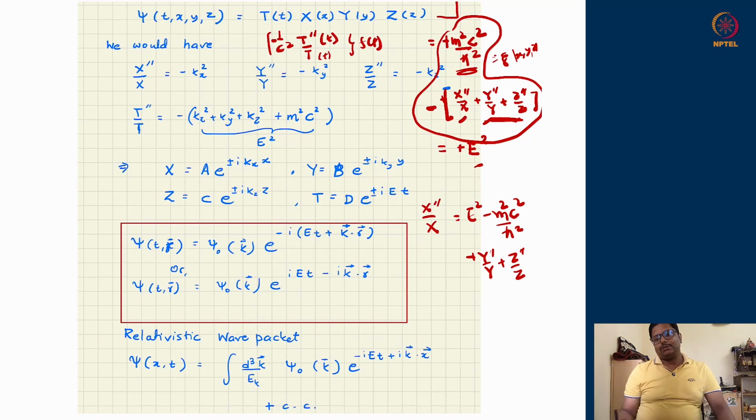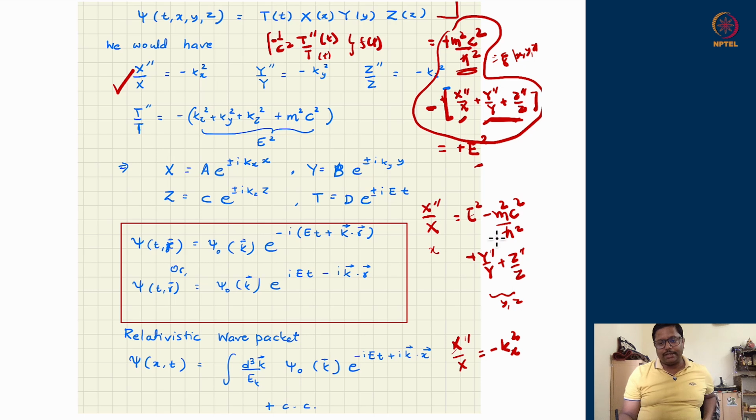Okay, so therefore again left hand side is a function of small x, right hand side is a function of y and z, and they should agree on all x, y, z points. That means they should better agree, that they are equal to some constant. So x double primed upon x is equal to some constant, let us call it minus kx square. So I will get capital X double primed upon x is minus kx square.